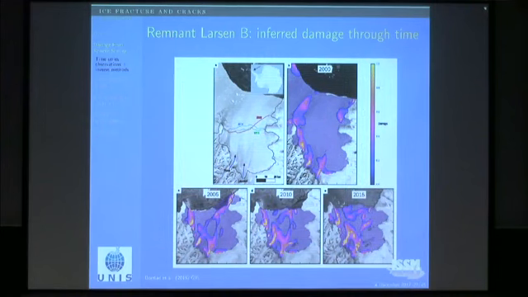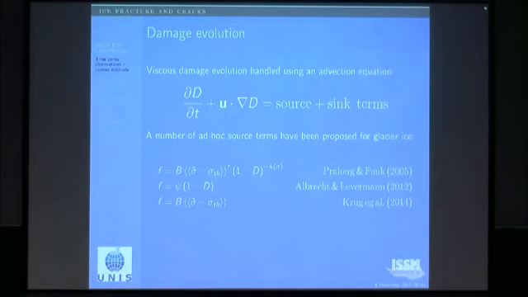So then the question is how to put all these time series observations together into some sort of framework where we could actually model the evolution of this damage. We commonly handle damage evolution through an advection equation because we're dealing with a viscous framework here. So we have the total derivative of damage balanced by some source and potentially some sink terms. There have been a number of ad hoc source terms proposed for incrementing your damage variable in a framework like this.